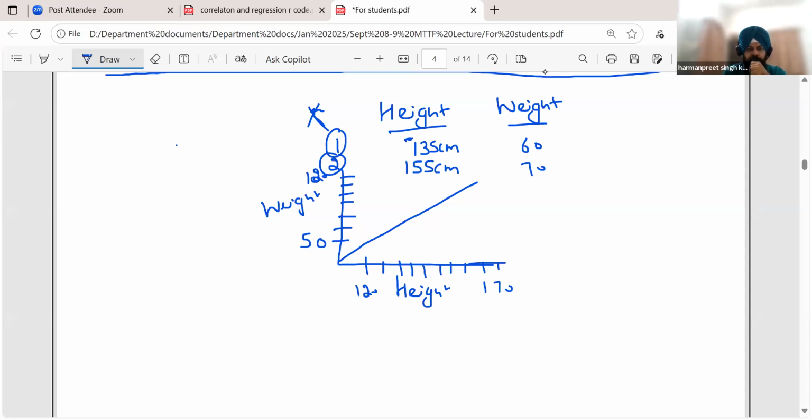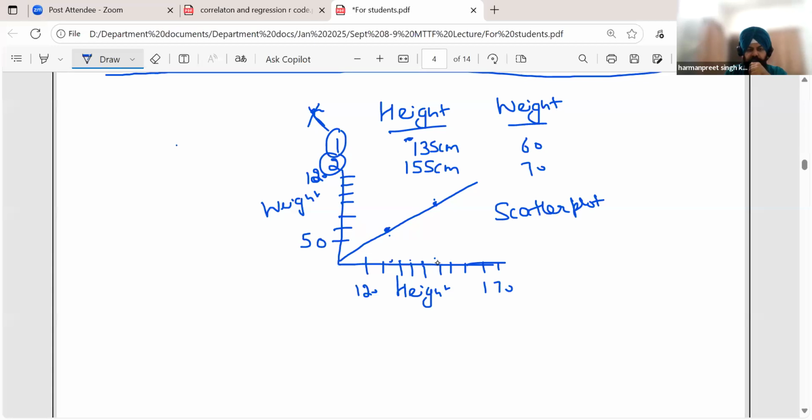So while plotting these values together, if I consider this as 135, for example, here somewhere, and corresponding weight is 60, somewhere here I get my first point. And 155 should lie here, and corresponding 70 lies somewhere close to this side. By plotting these points on the chart, that chart is called a scatter plot.